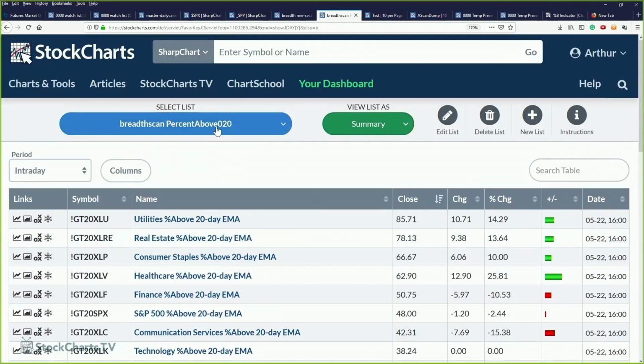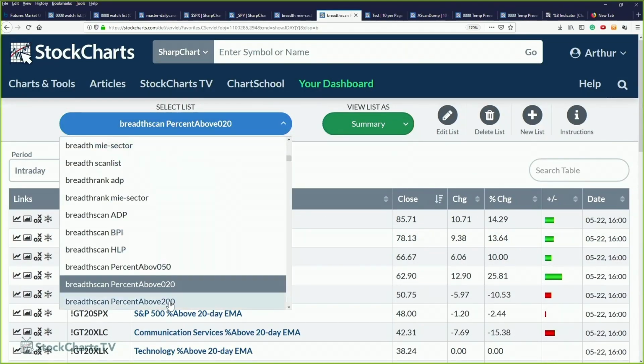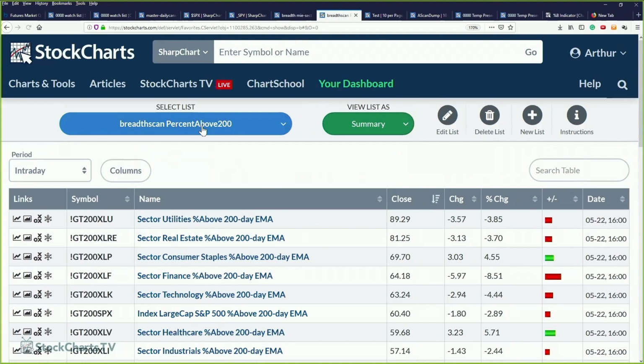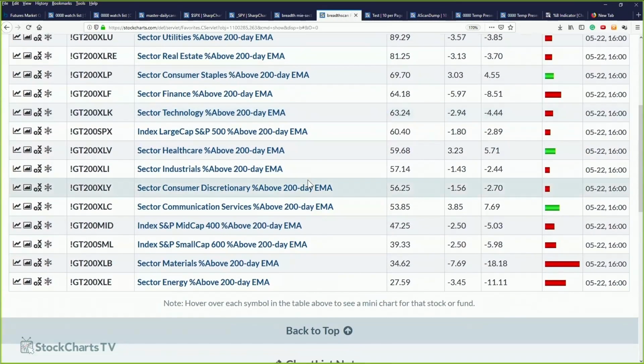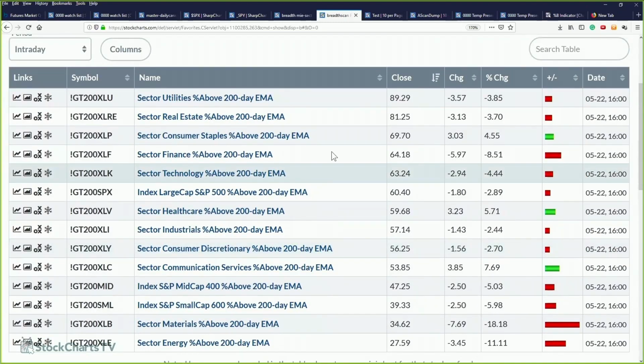So now what I want to do is see what the long-term looks like. So I'll look at the percent above 200-day EMA long-term. And when I change to that chart list, I keep my sort. And we can see utilities, real estate, and staples, the same three at the top. So long-term and short-term, these three sectors have the strongest internal strength as far as percentage of stocks that are above the 200-day EMA. Technology is still holding up, but that may change today.